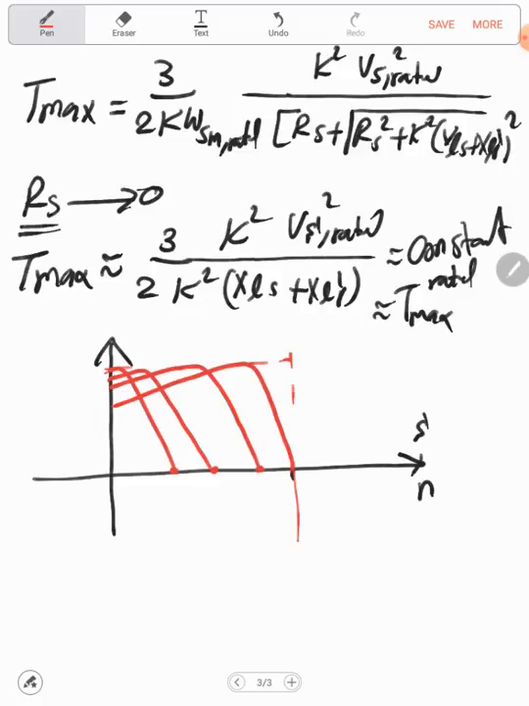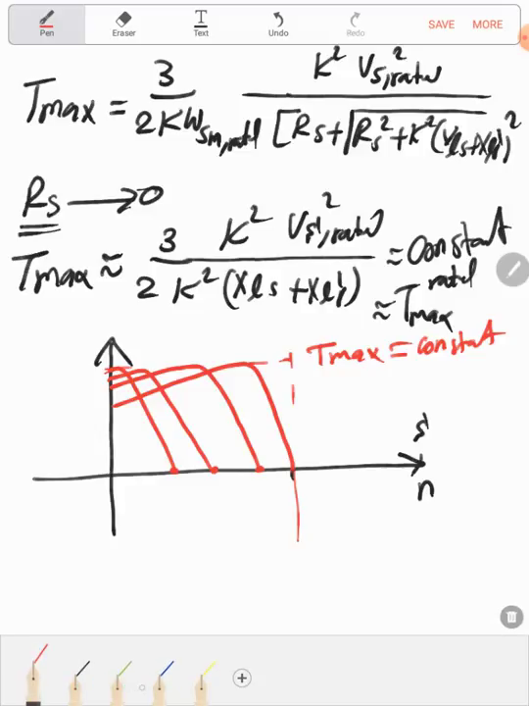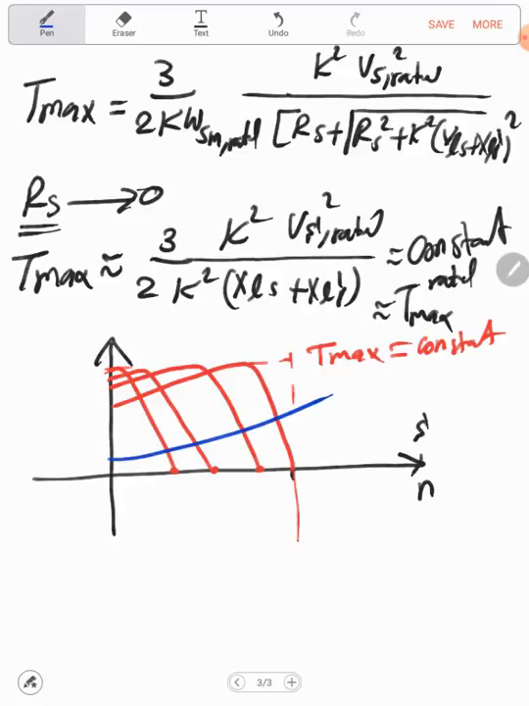Let's say almost T max is constant. And if we have, let's assume, the following torque speed characteristic, now we have a wide range of speed to control.